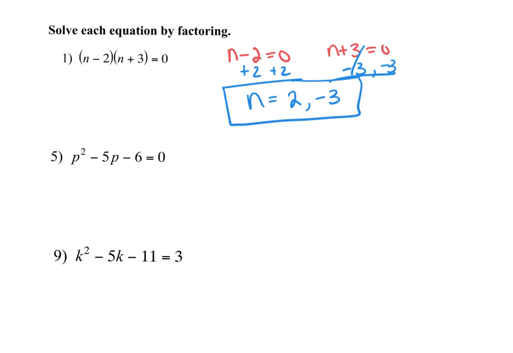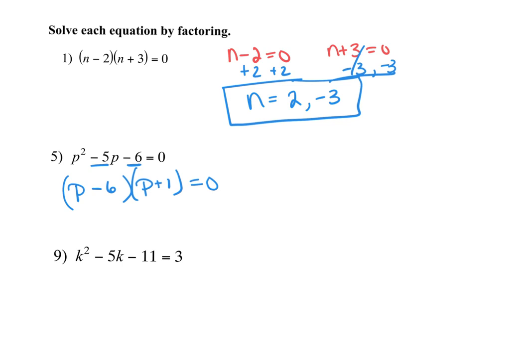So this one's equal to 0. I'm looking for factors of 6. They have to multiply to give me negative 6 and add to give me negative 5. What are those? Negative 6 and positive 1. Negative 6 times positive 1 is negative 6. Negative 6 plus 1 is negative 5.